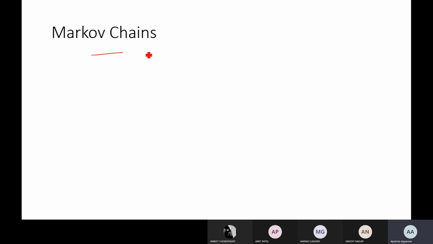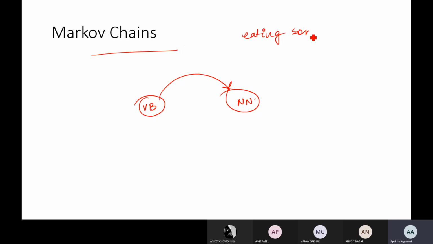So in a Markov chain, we represent this connectivity using a set of transition graphs. So in a transition graph, I will say, okay, what are the chances of verb and noun? So the sentence was eating something. And I say that because this was a verb and this was a noun, anything that is appearing after a verb must be a noun. So this is a verb and then this is a noun, so its probability should be higher, something like 0.6. But if it was a verb, the chances of appearance of a verb was 0.2. So this is called a Markov chain.